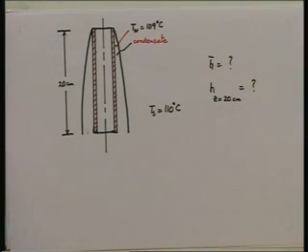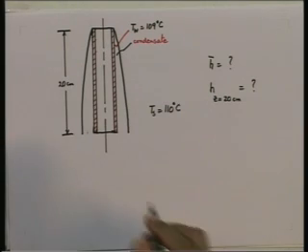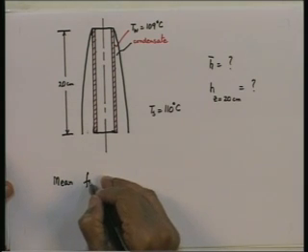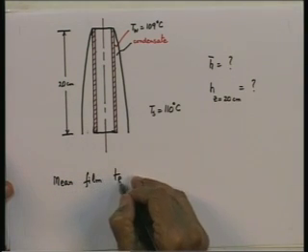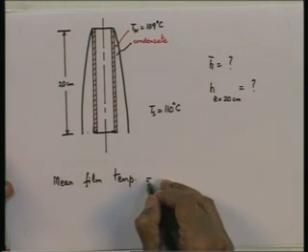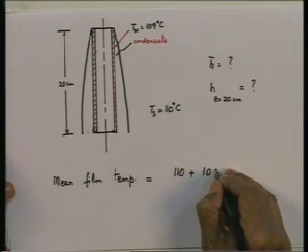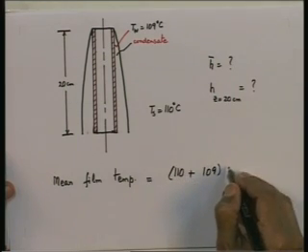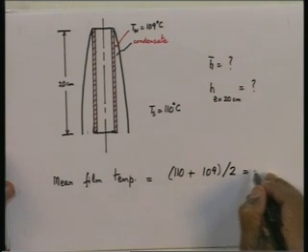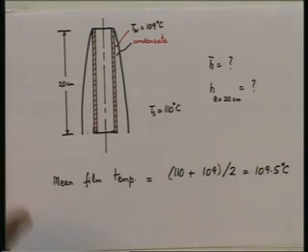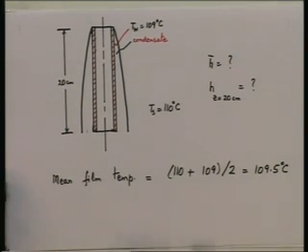So, we have to take properties at the mean film temperature. Mean film temperature is equal to 110 plus 109 divided by 2, which is equal to 109.5 degrees centigrade. So, we need the properties of the liquid condensate at 109.5 degrees centigrade. Look them up in the tables for water.